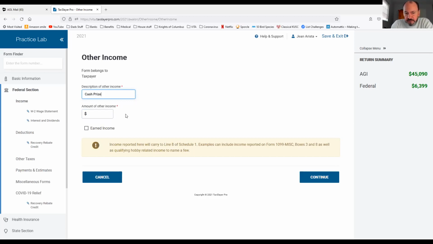Because sometimes you're going to look at a court document and it'll show you items that are taxable. It'll show you items that are not taxable, for example, medical reimbursement expenses, and then items that may be taxable in part. So if you get that, you just want to scrutinize the document, ask the questions. So in this case, cash prize, and the amount was $150.